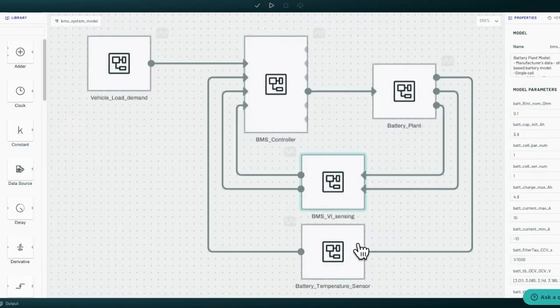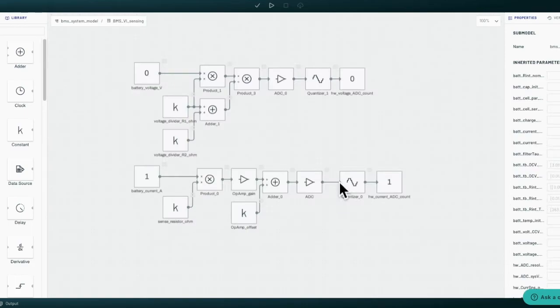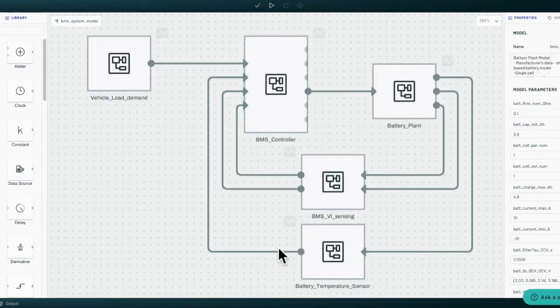We also have two more modules. This is BMS voltage and current sensing. This module is used here to emulate electronic hardware, which converts engineering value into ADC value. And then we have a battery temperature sensor.